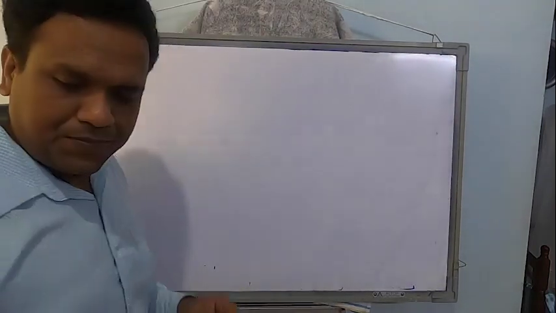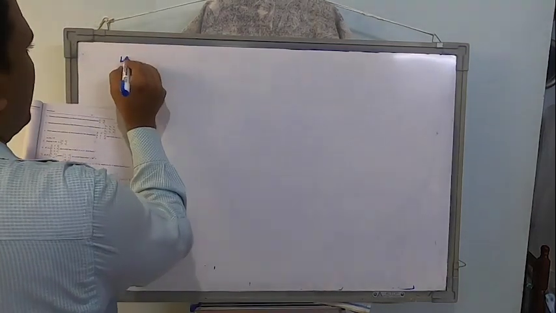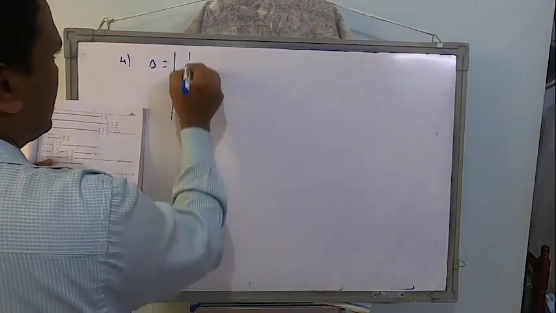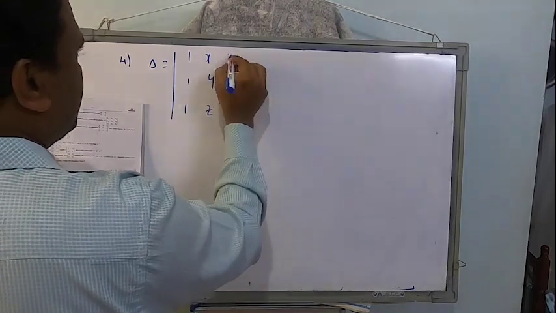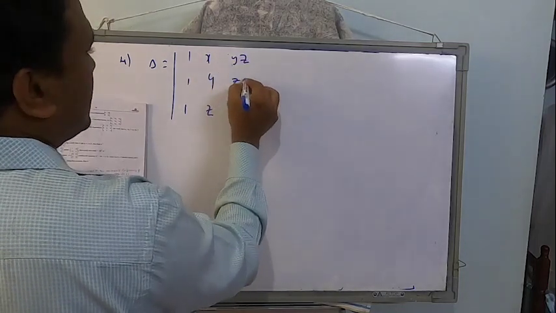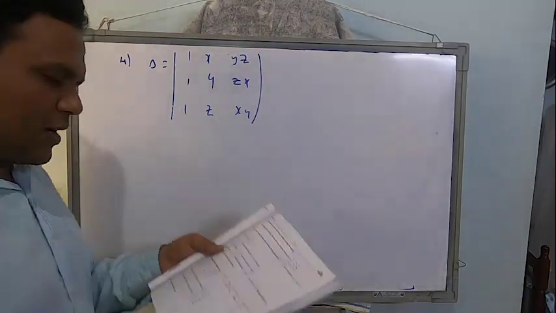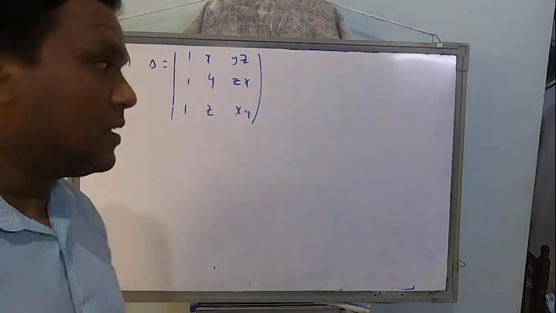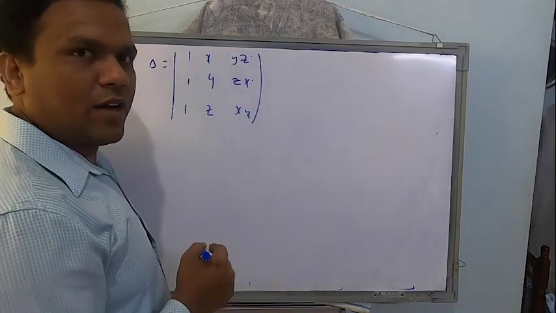So in this, look at that. Column number 4, delta is given as 1, 1, 1, x, y, z, yz plus zx plus xy. Now this time you take cofactors of the third column. They said cofactors of the third column. That means for these three you find out the cofactors.